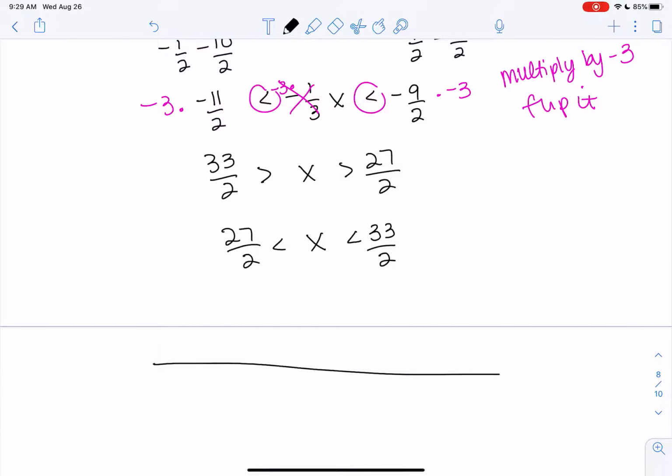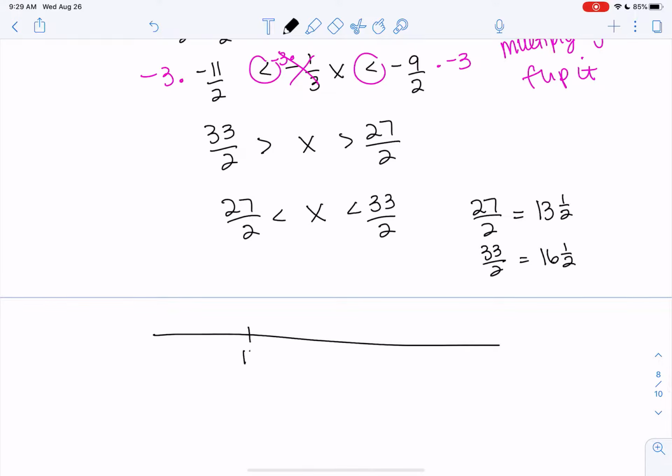So where is 27 over 2? So 27, I've been mentioning I don't like mixed numbers. 27 over 2 is improper. We're going to leave it. I'm only going to find the mixed number for the purpose of the number line. So 27 divided by 2 would be 13.5. 33 over 2 would be 32 gives me 16, so 16.5. So I don't want mixed numbers ever, but we need them just to find them on the number line. So 13, 14, 15, 16, 17.